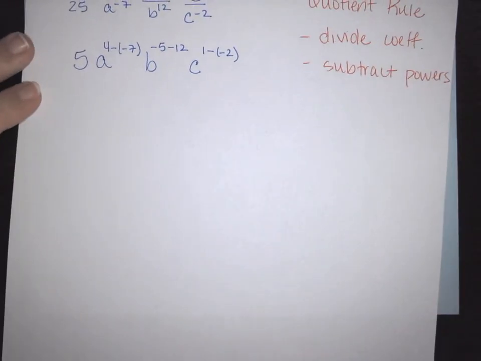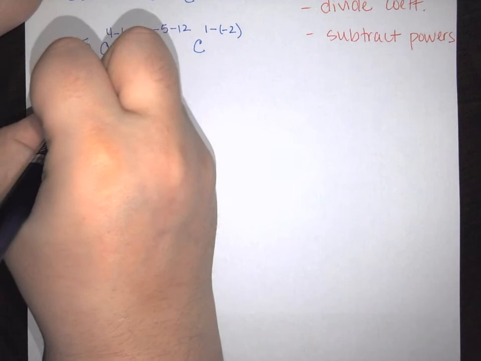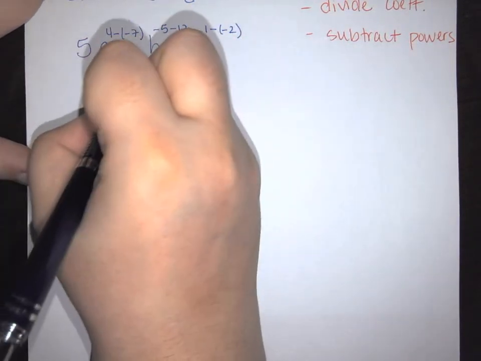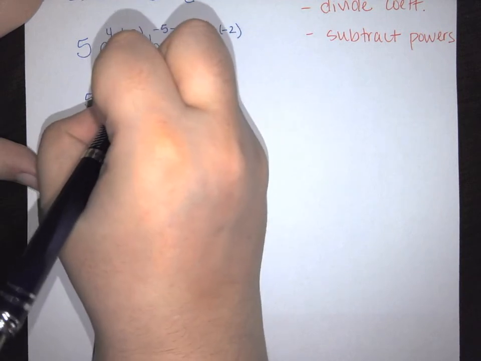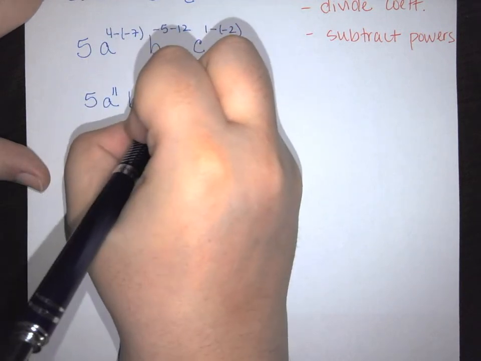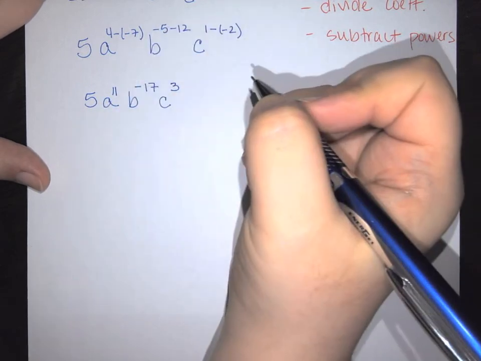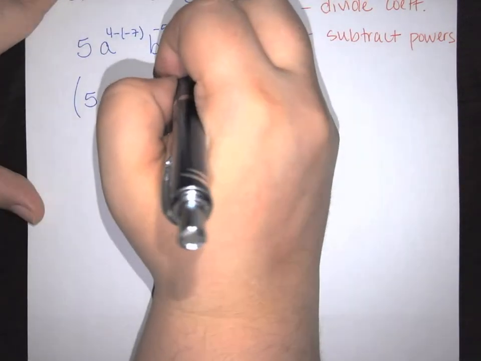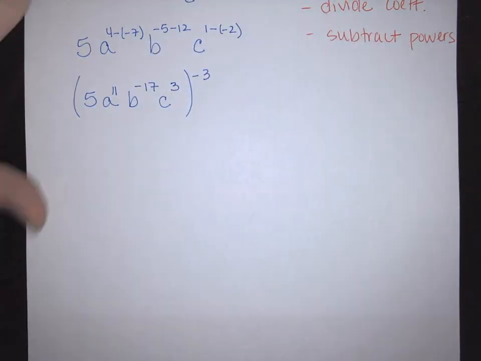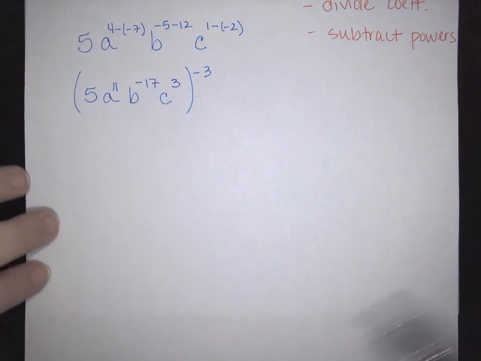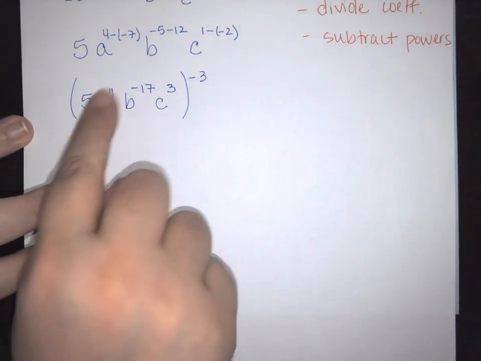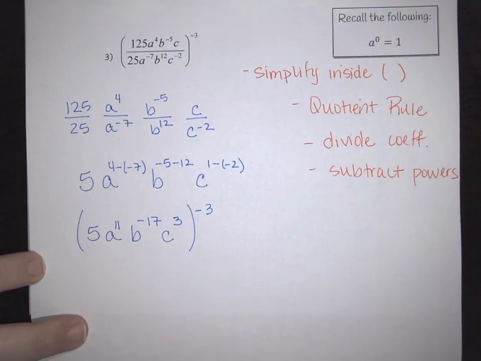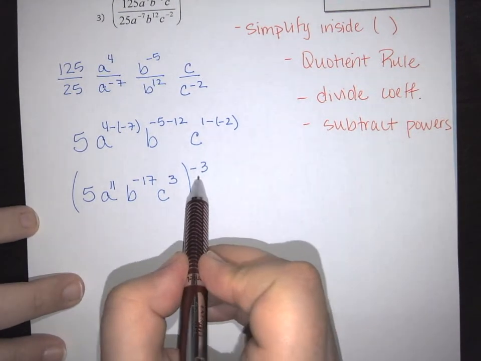So now that we've applied the rule, we just simply have to simplify. So this is 5. I have a to the 11th. I have b to the negative 17. And I have c to the 3rd. Now, the thing that I have to remember about this is that this was still inside my parentheses with negative 3 power. So once you reduce the inside as much as you can, so notice we took this from a quotient down to just a single term, we now have to work with the outer power.